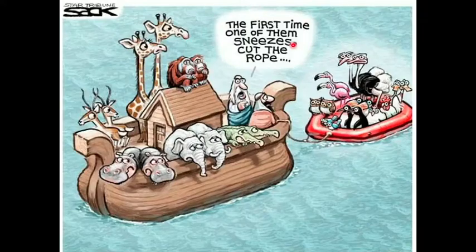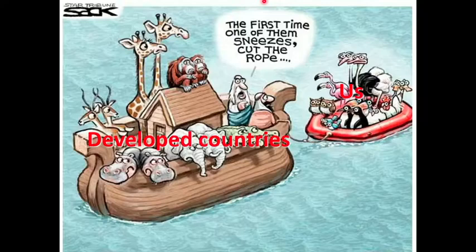So with that, let me leave you with a cartoon. This is one of the ones I liked from 2009. This, in the front boat, is the developed countries. That in the back boat is us, in the developing countries. There's another beautiful one of Pooh and Piglet with a very obscene caption that you could look up if you wanted to. Basically, if the pig sneezes, he's dead.